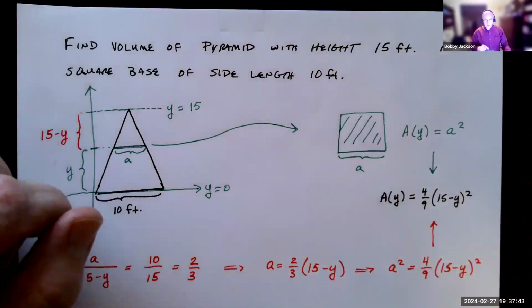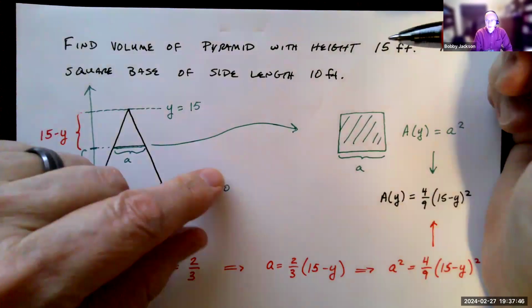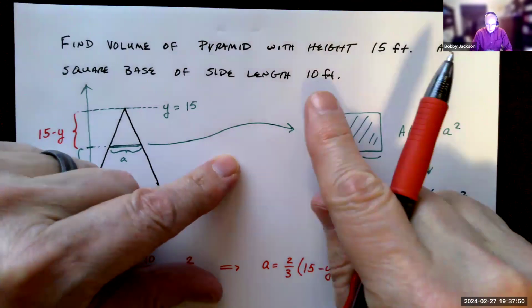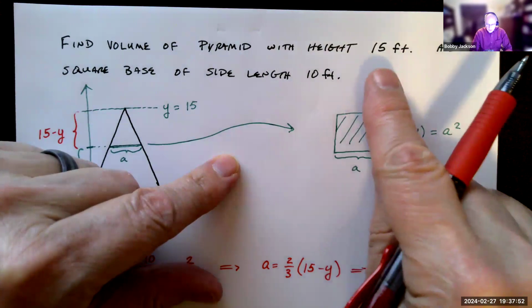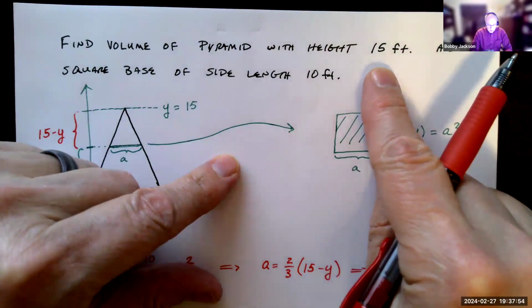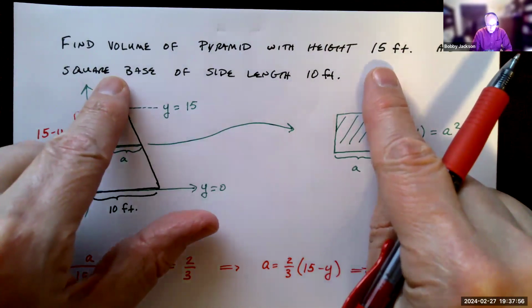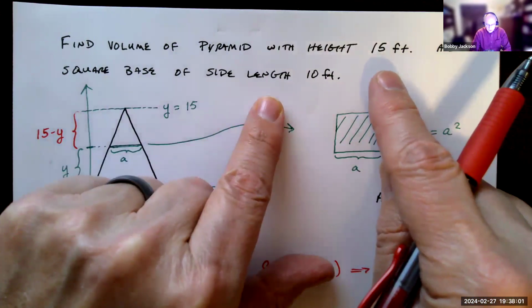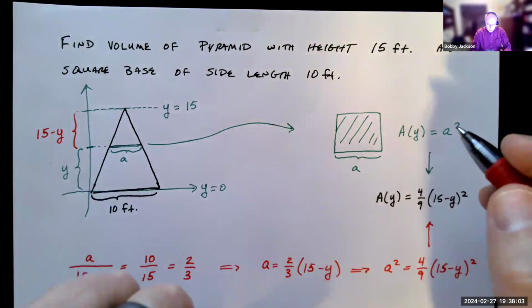All right, let's take a look at this problem. We're going to use integration, of course, here to find the volume of a pyramid that has a height of 15 feet. And the pyramid has a square base of side length 10 feet. Okay, so we've got a square base.